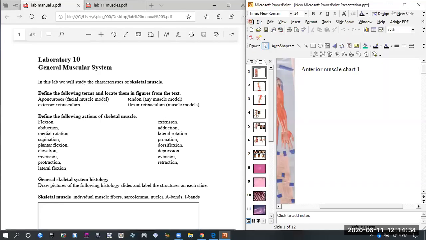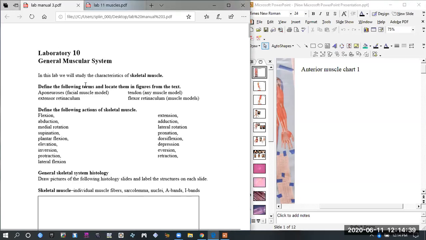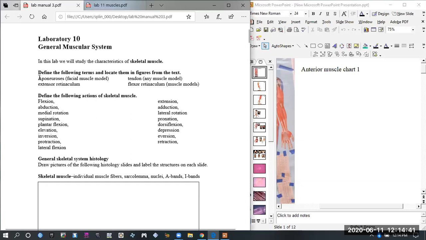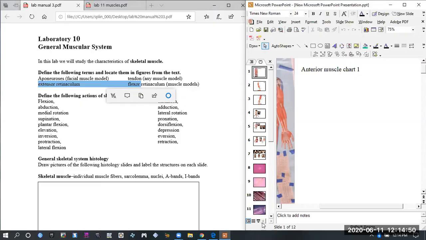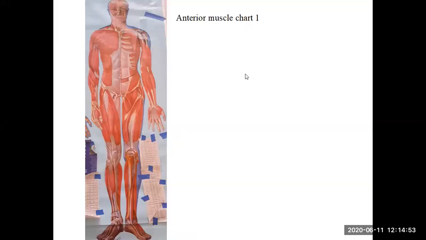We have Lab 10, Introduction to the Muscular System. It starts out with the terminology we see here, a couple of parts: an aponeurosis, tendon, and the retinacula. So we'll begin with those. The term aponeurosis is a broad tendinous sheath, and a great example is right here. It's called the rectus sheath, specifically this one. But this broad tendon covers the abdominal region, covering the rectus abdominis muscle.